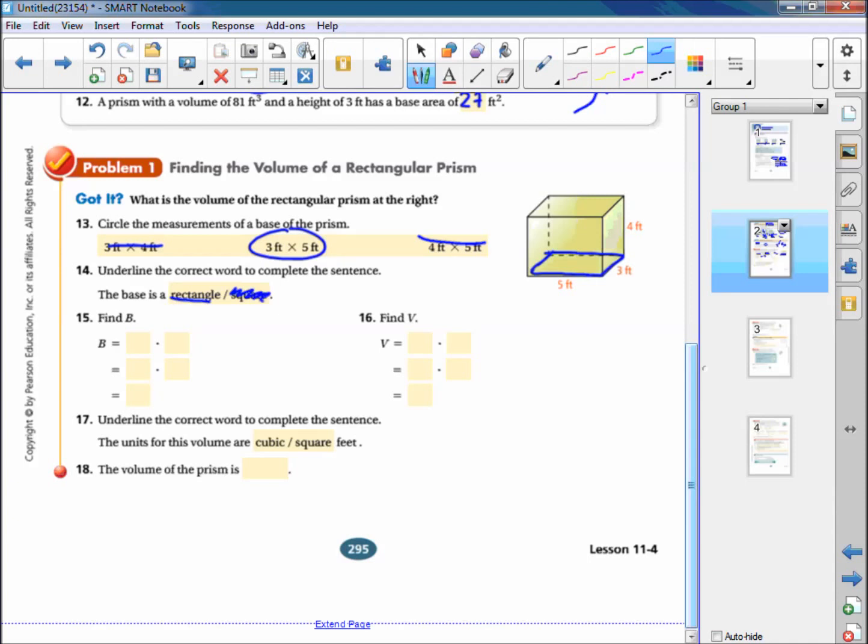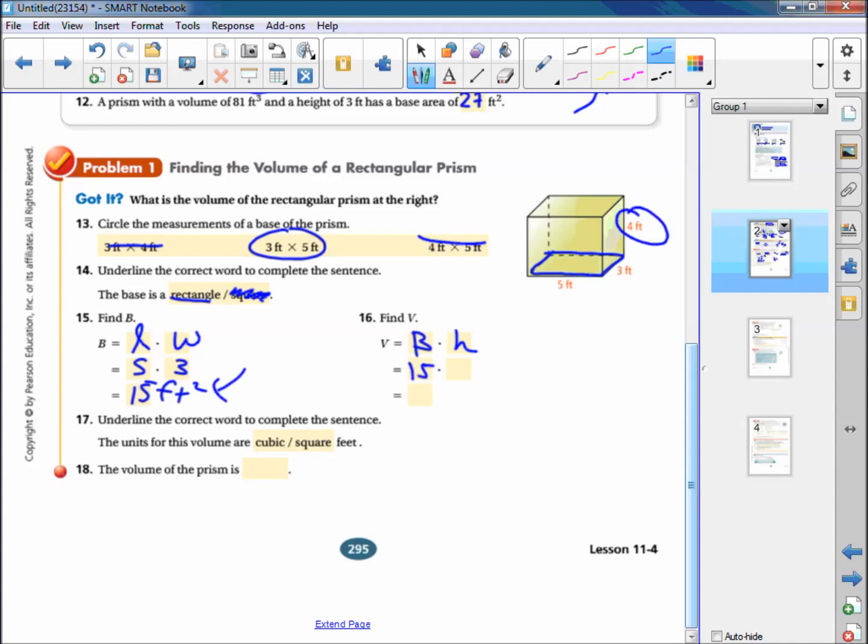So the area of the base is going to be length times width here. We should start with a formula, which will be 5 by 3 for 15 feet squared. And then to find the volume, we're going to do the area of the base times the height of our prism. So in this case, our area was 15, and the height was 4. So 15 times 4 will give us 60 feet cubed. Underline the correct word to complete the sentence. The units for volume are cubic feet, okay, not square feet. We're not finding surface area anymore. So the volume of the prism is 60 feet cubed.